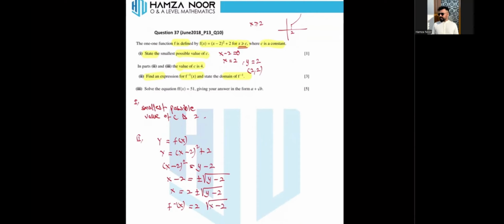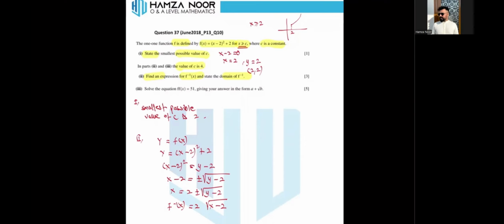Now I'm going to consider the range of f inverse, since we know the fact that the range of f inverse x is basically the domain of f(x). And as per the information of the question, the value of c is now 4. So the domain of f(x) is that x is greater than or equal to 4. For part 2 and 3, the domain for f(x) is that x is greater than or equal to 4. This will become the range of f inverse x. So we are going to say that f inverse x is greater than or equal to 4.